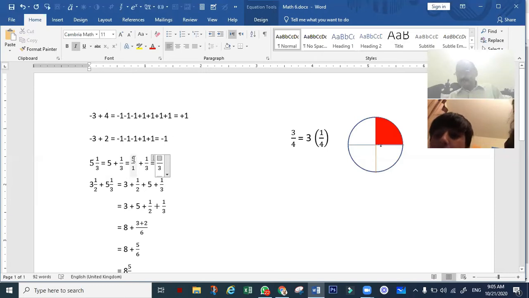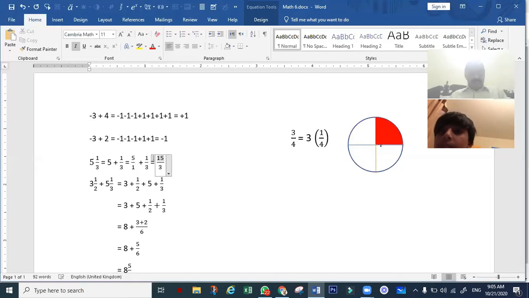5 times 3 is 15. You know the times table. How many? 5 times 3 equals 15. Oh my goodness, such a good boy, very good. 15, shabash. And plus 1 times 1 is 1. So it becomes 16 over 3. 16 over 3 is the answer.